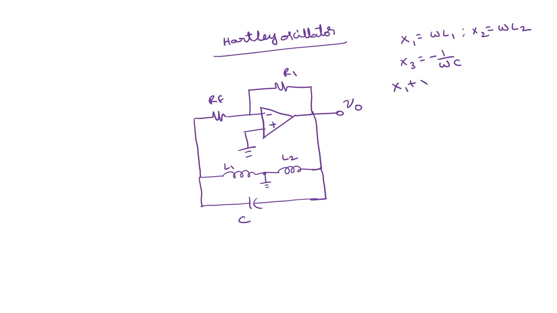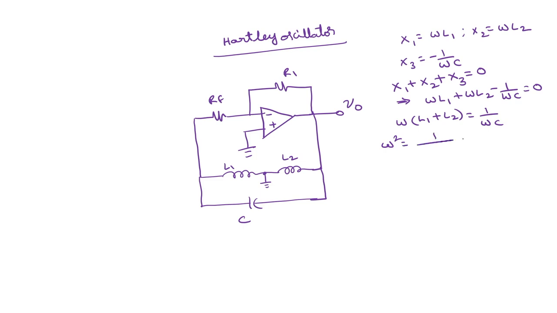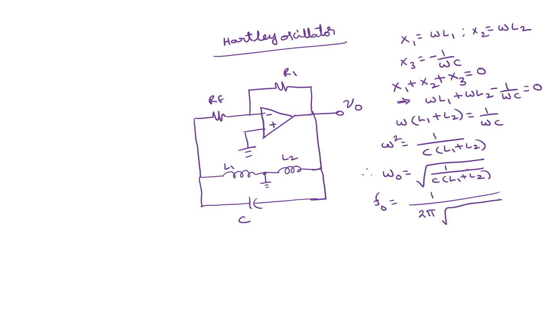And the condition for the oscillations which we have derived is X1 plus X2 plus X3 should be 0, implies omega L1 plus omega L2 minus 1 by omega C should be 0, or omega into L1 plus L2 is equal to 1 by omega C, or omega square is equal to 1 by C into L1 plus L2. So therefore frequency of oscillations omega 0 is given by square root of 1 by C into L1 plus L2. Or f0 is equal to 1 over 2 pi square root of L1 plus L2 into C.